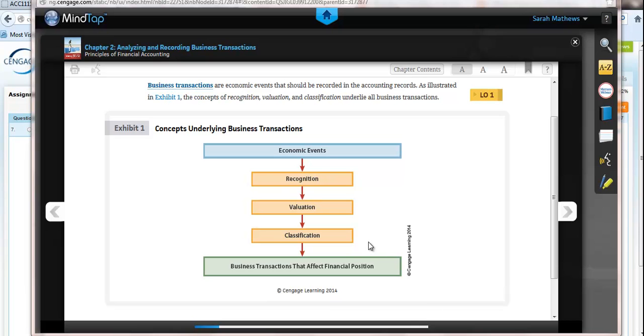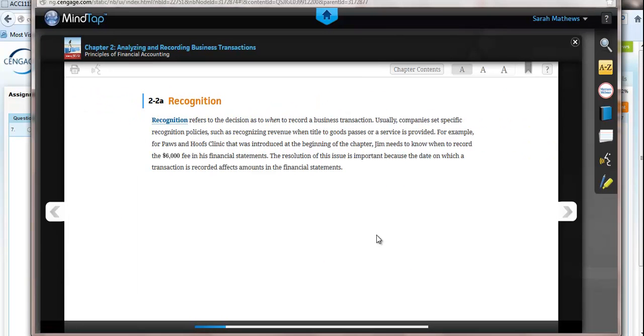So we have an economic event that takes place, and we have to look at that economic event and determine when we should recognize that transaction, what kind of monetary value for financial accounting we are going to place on that event, and then how we are going to classify it. What accounts exactly are going to be used? So in this example, we're going to be looking only at recognition.